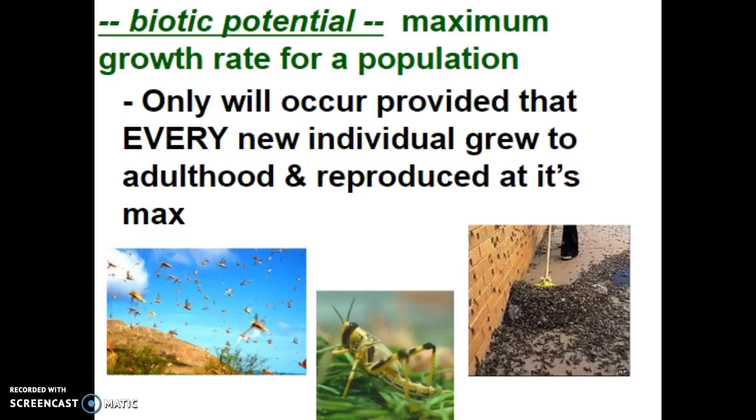The biotic potential is the maximum growth rate for a population. Very few populations ever permanently reach a biotic potential. It is a possibility for a short time that every individual in that population can grow to adulthood and they reproduce at their maximum. So that's what biotic potential is. If every single locust that ever lived produced as many individuals as it could possibly do in its lifetime, that's what we call biotic potential.